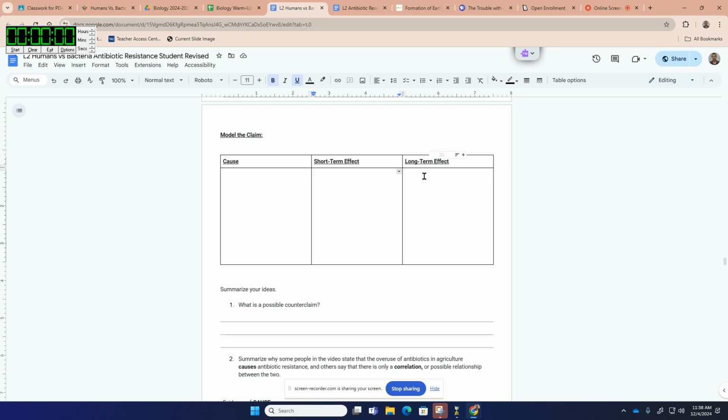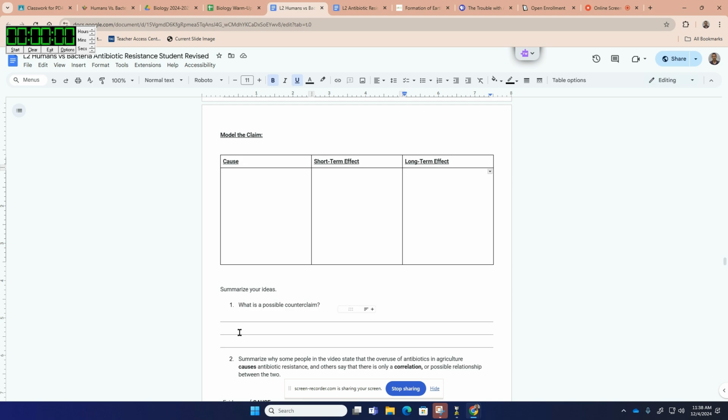But the long-term effect is that it also creates antibiotic-resistant bacteria for all of the reasons that we've seen in class about natural selection. If you apply massive amounts of antibiotics to a population, some of those bacteria will be naturally resistant to it. They are going to survive, they are going to reproduce, and over time, the population becomes more resistant to the antibiotics.